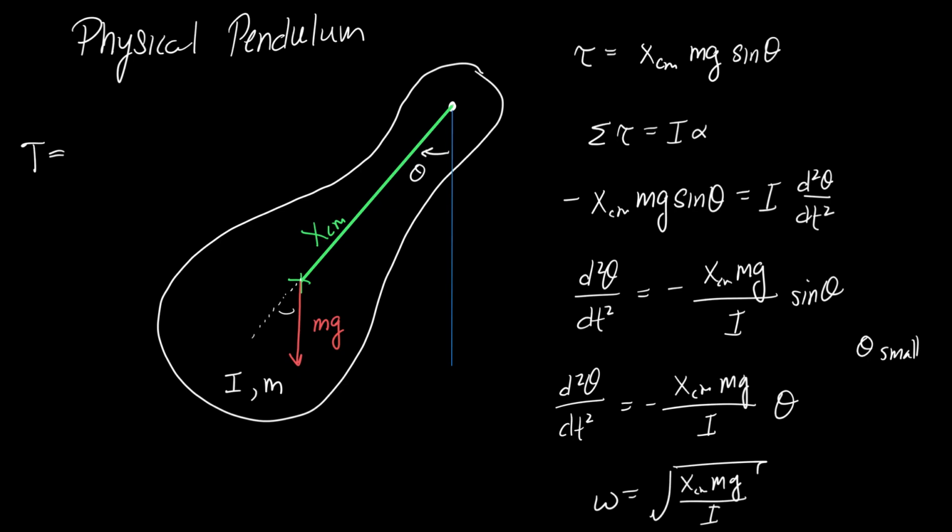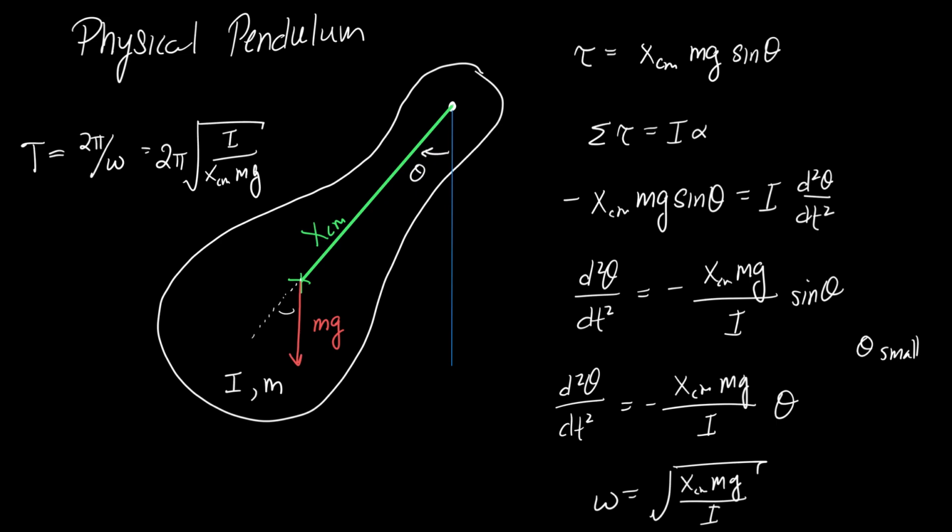That's not exactly what I asked you to do. That's just a halfway point. I told you I want the period, which is 2 pi divided by omega, which is going to give you 2 pi times the square root of I over x_cm mg. Now, this is the period of a physical pendulum. So anything that you can get to oscillate, you can probably figure out its oscillatory properties here.